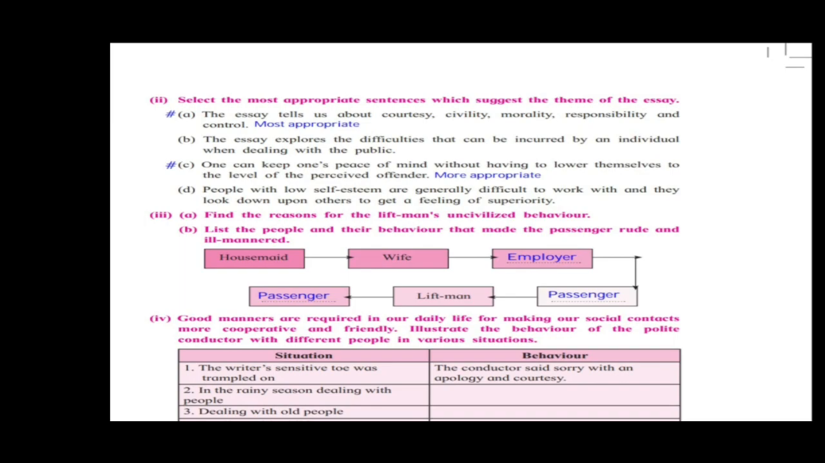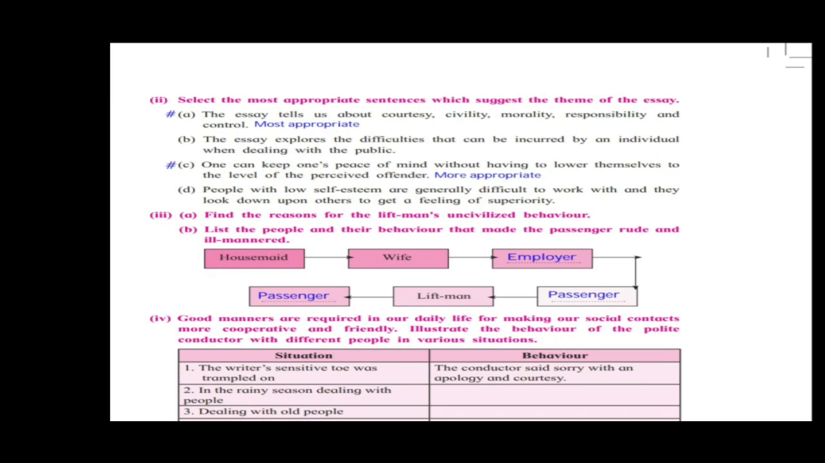Second is the essay explores the difficulties that can be incurred by an individual when dealing with the public. No, this is not the appropriate sentence. It does not go with the theme of the story. Next is one can keep one's peace of mind without having to lower themselves to the level of a passive offender. This is the most appropriate statement which goes with the theme of the essay. Next is people with low esteem are generally difficult to work with and they look down upon others to get a feeling of superiority. That is not the appropriate statement, which does not go with the theme of the essay. So the appropriate statements are A and C options.